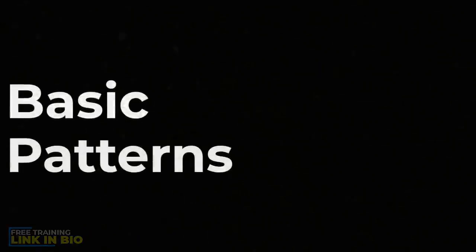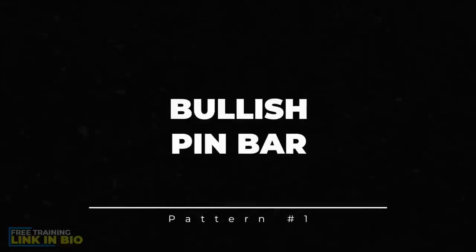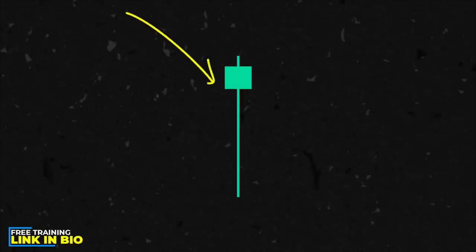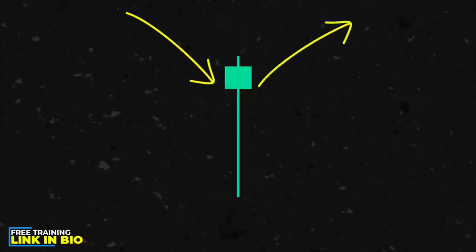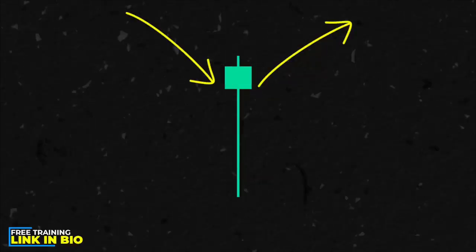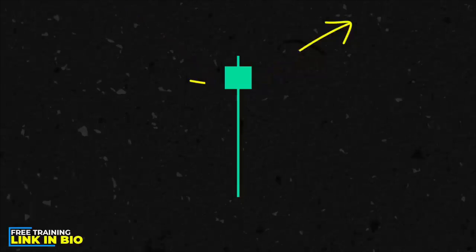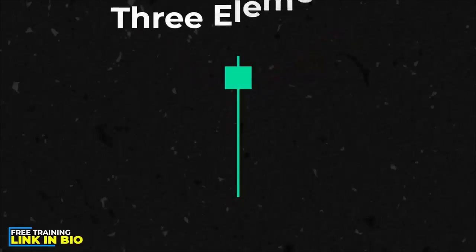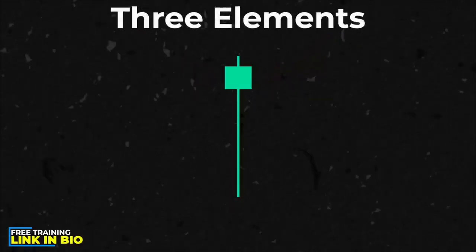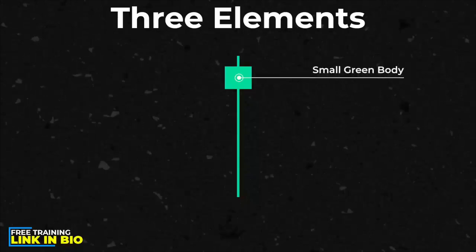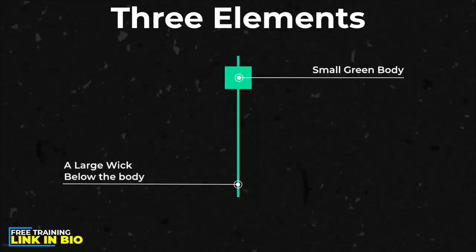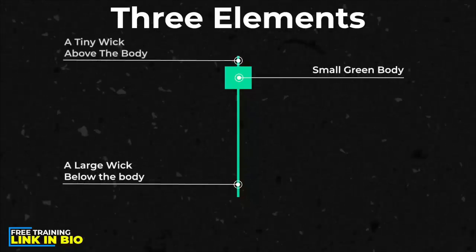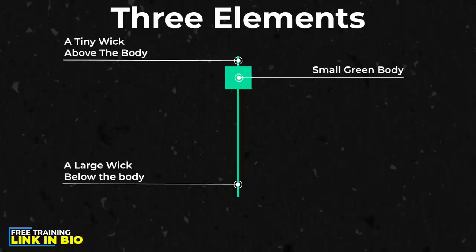Basic patterns. Pattern number 1. Bullish pin bar. A bullish pin bar is a strong reversal candlestick pattern. It indicates a potential reversal to the upside. A bullish pin bar consists of 3 elements: a small green body, a large wick below the body, and a tiny or no wick above the body.